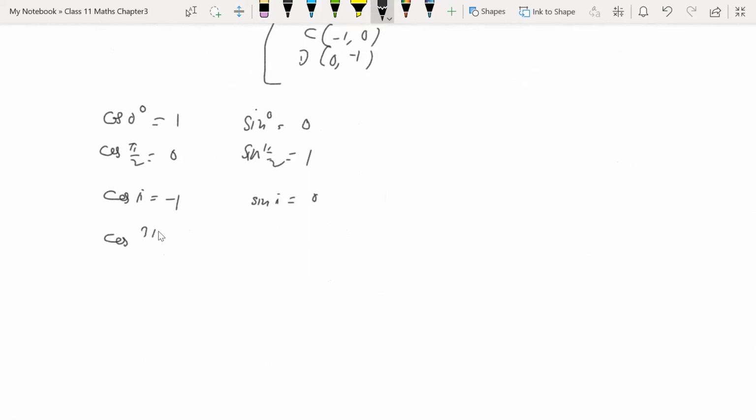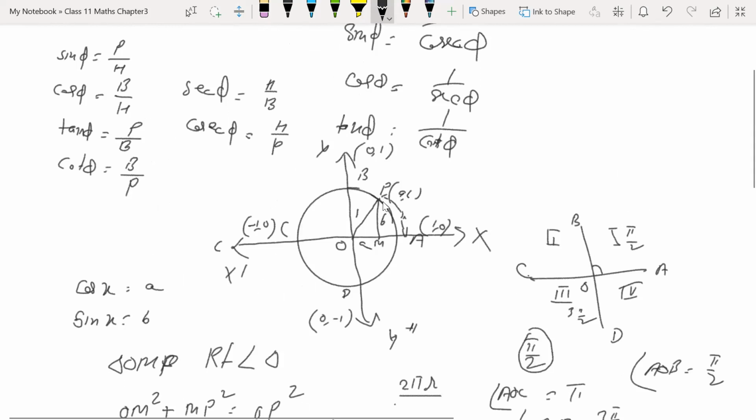Cos 3 pi by 2 is 0, and sin 3 pi by 2 is equal to -1. And cos 2 pi is equal to 1 again. Sin 2 pi is equal to 0. It means sin 0 and sin 2 pi are both 0. So we take one revolution from point P. Like this is the point P. We have taken one complete revolution.